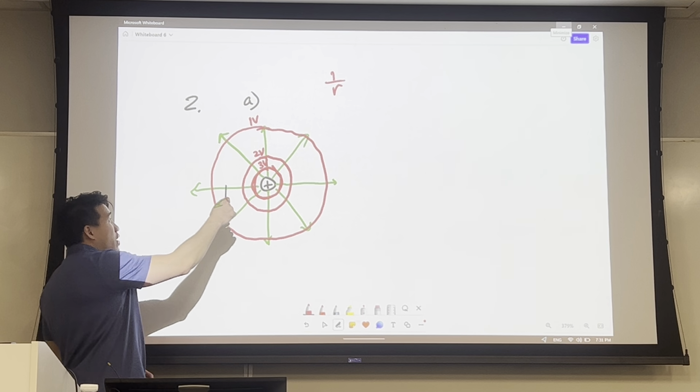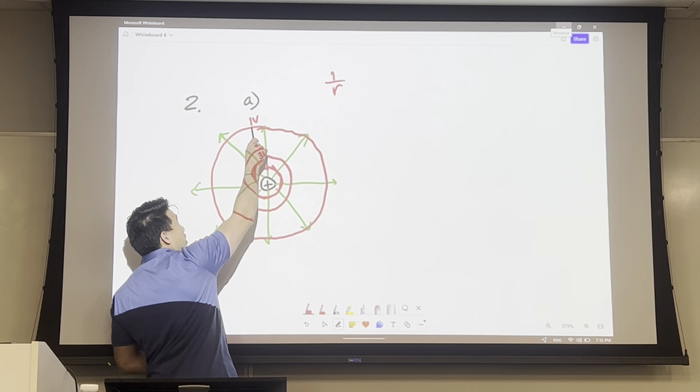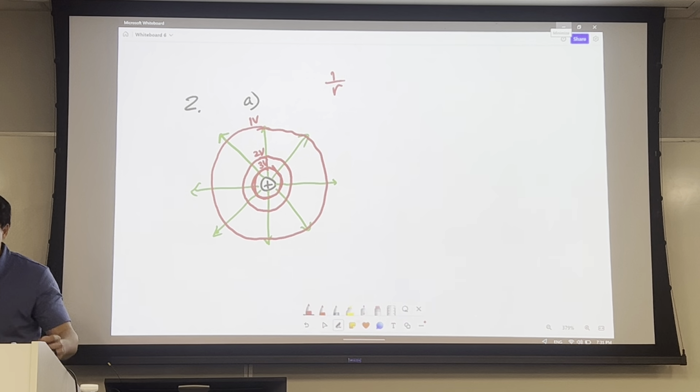Because you have a 1/r relationship, it is easier to go from 3V to 2V than it is to go from 2V to 1V, and that's why there's a spacing difference.